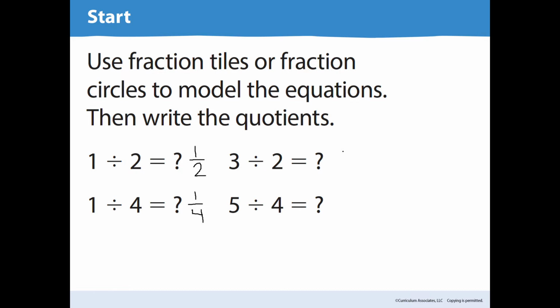3 divided by 2, I can write like this, 3 divided by 2, which is 3 halves, which is the same as 1 and 1/2, because 2 halves is 1, and then there's one more half left over. And then 5 divided by 4, I can write like this, 5 divided by 4, which is 5/4. 4/4 is 1, and then we have one more fourth left over to make 1 and 1/4.